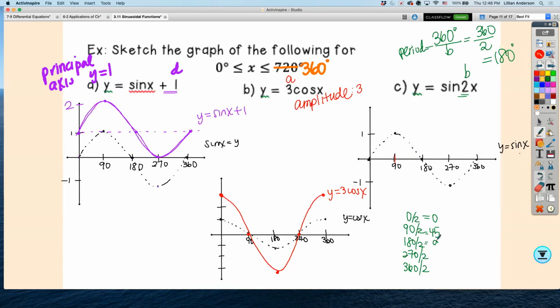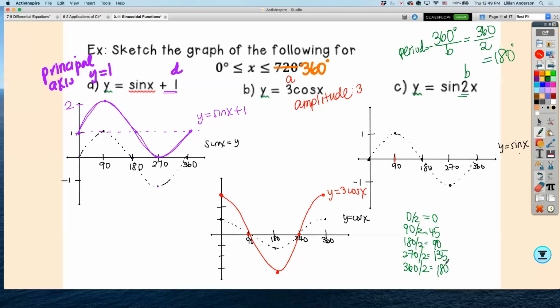The next one will be 90, 135, 180. Those are going to be my new X coordinates. That's going to cause me to basically squish my graph in so that I can complete a full period in 180 degrees.